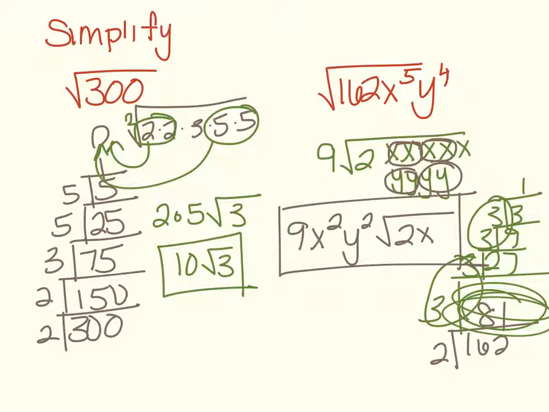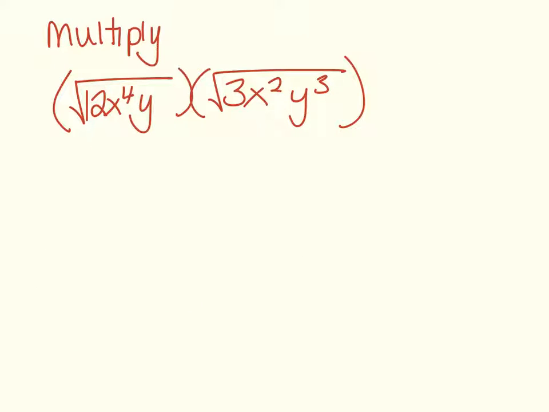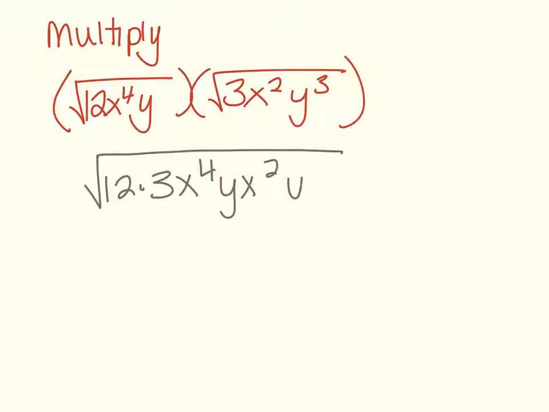So let's move on to that. Now that we're going to simplify everything, our next goal is we're going to multiply. When you multiply, things do not have to be the same. You can multiply anything that's on the inside. So here's what it's going to look like. If I multiply these two things together, here's what I'm doing. 12 times 3. I have an x to the 4th, a y, an x squared, a y to the 3rd. Well, 12 times 3 is 36. So I have the square root.